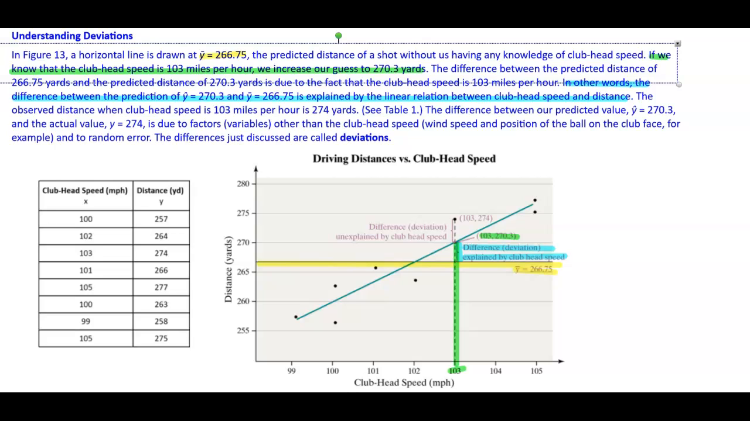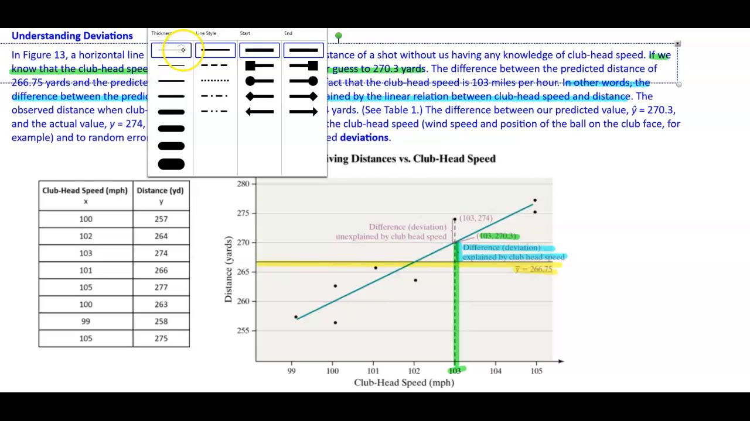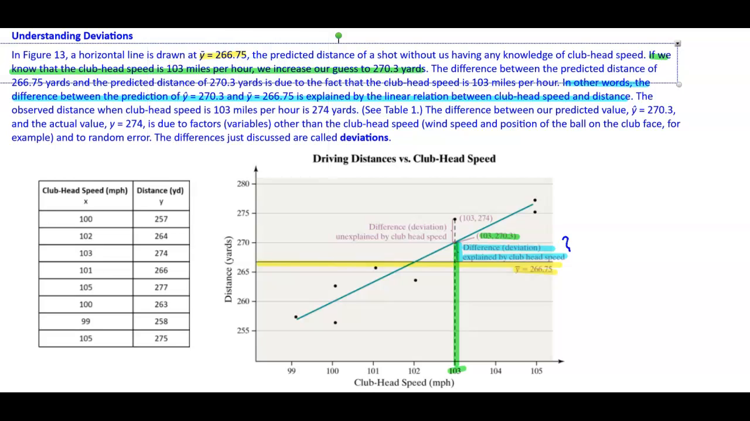And again, that difference is the following values. Okay, so this represents the explained distance from 270.3 minus 266.75. And again, those are the y values here, and that's the y mean. Now the observed distance when club head speed is 103 miles per hour is 274 yards. Okay, and that's what we have in our table. So the observed is at 103, then the distance is 274.